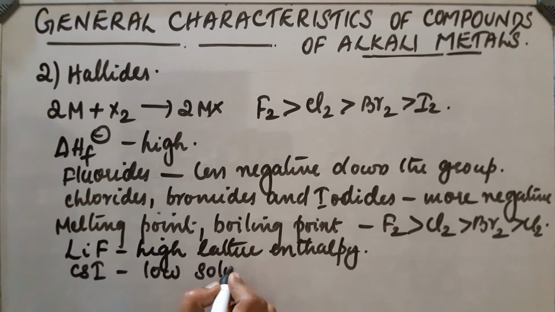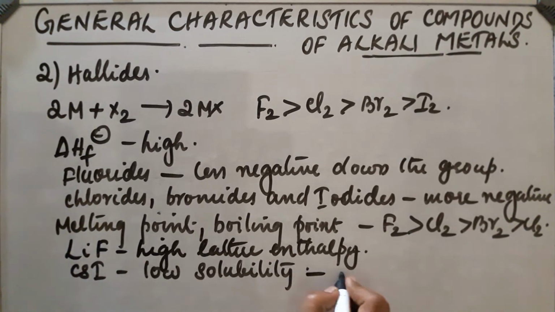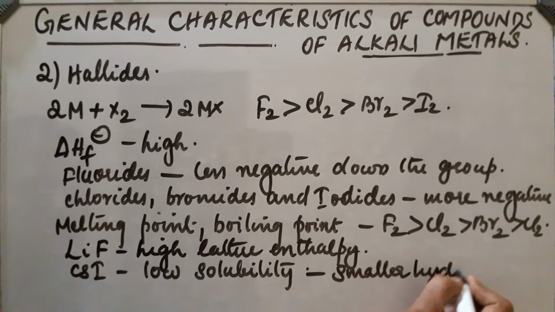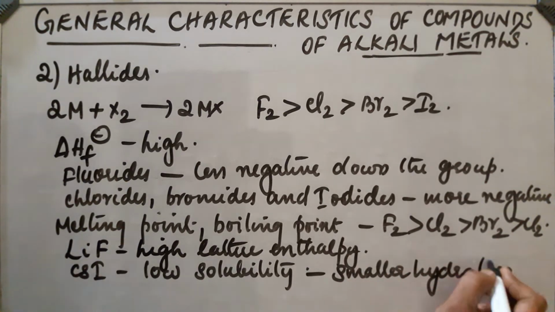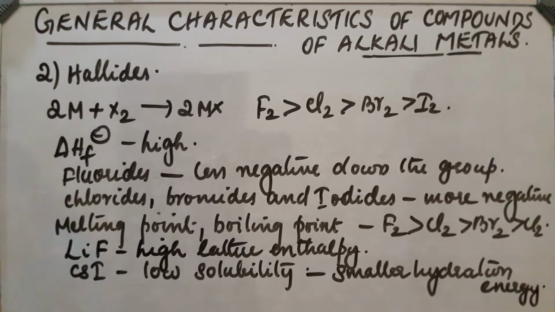This is because the cation and anion are larger in size and they have smaller hydration enthalpy. Because both are bigger in size, a large cation and a large anion, their hydration enthalpy will be less. So they are less soluble.